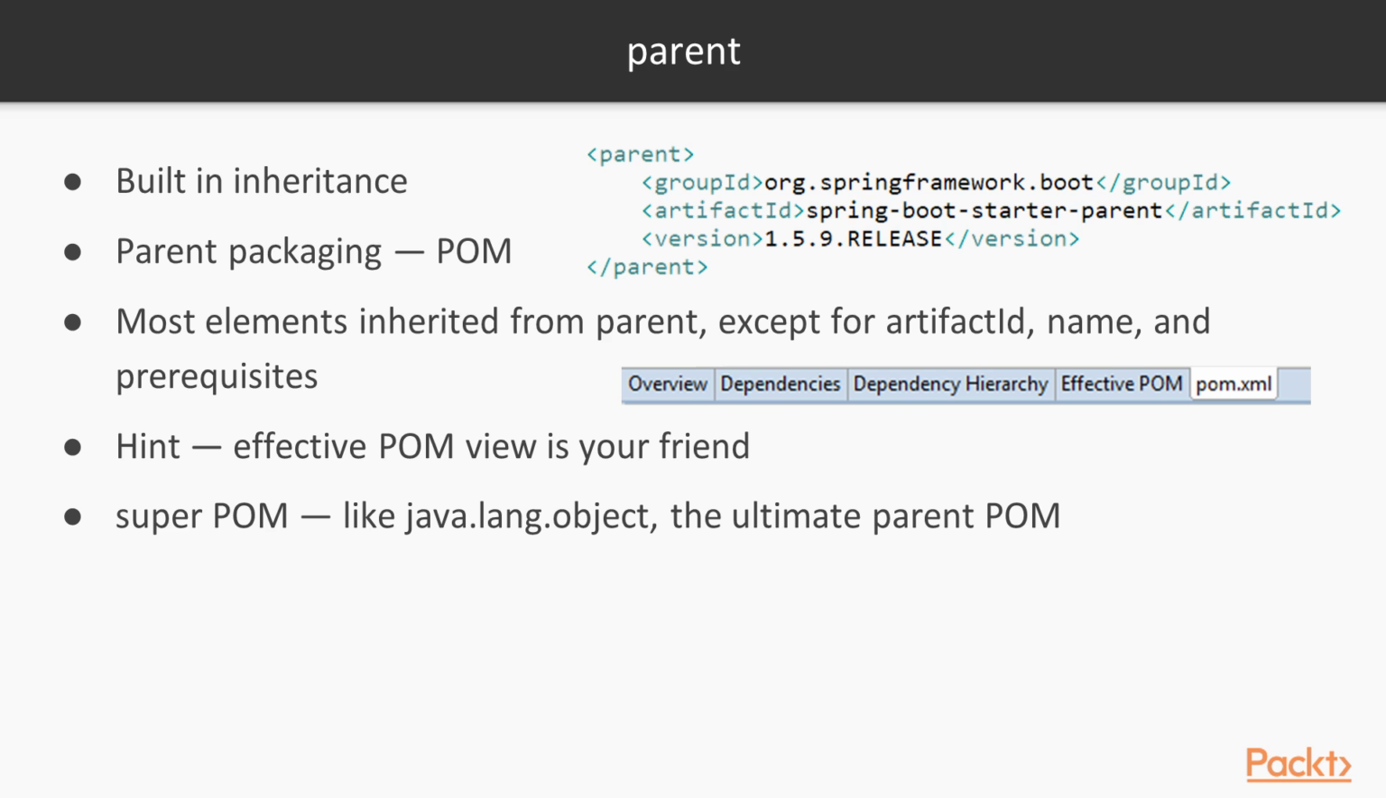So, most elements inherit from the parent, except the artifact ID, name, and prerequisites from the parent, which will not inherit down to the child. We know that effective POM, this little tab here, is our best friend. And then there's something called super POM, which is a POM that all POM files eventually inherit from, kind of like java.lang.Object, the class that all Java classes inherit.